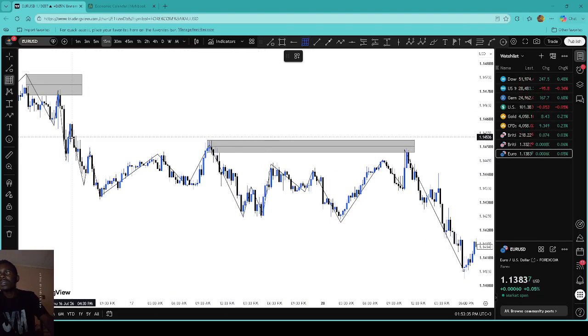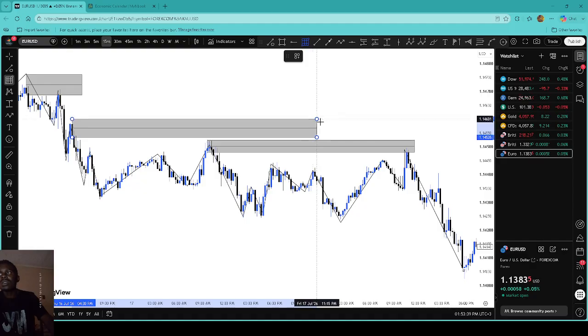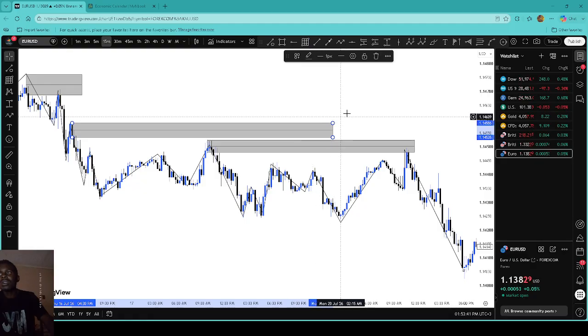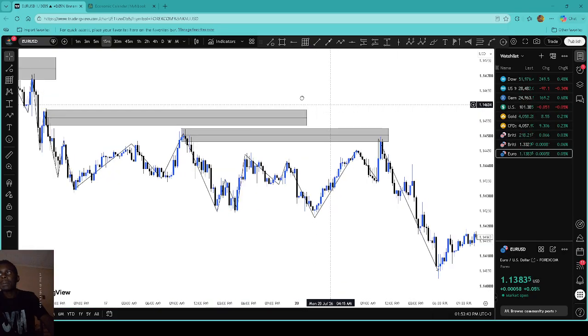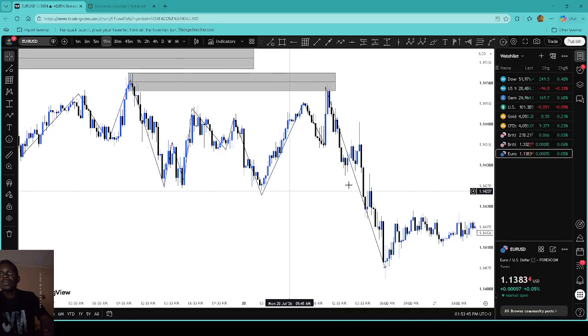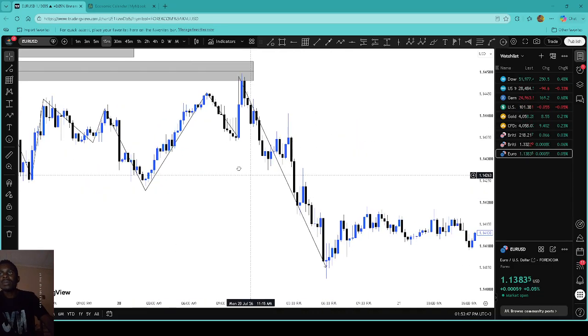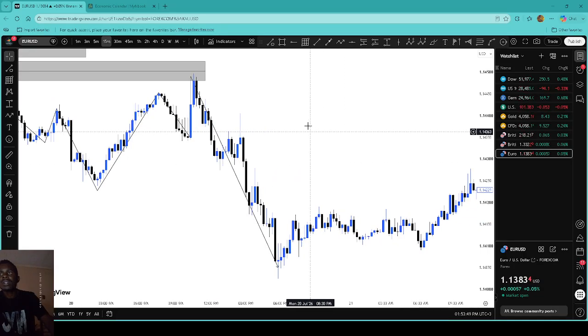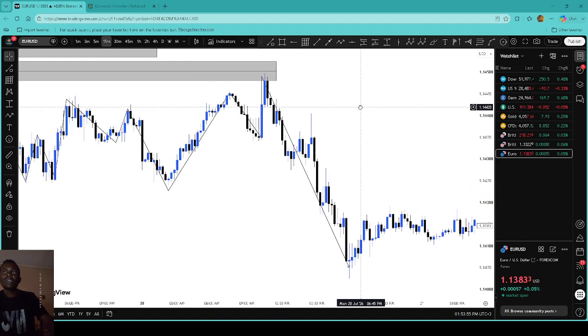We have this one. This one was not tapped into, but it's still an order block. We have very many order blocks over here. Now, it must be the last candle before an impulsive move.